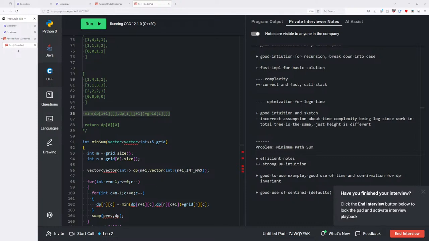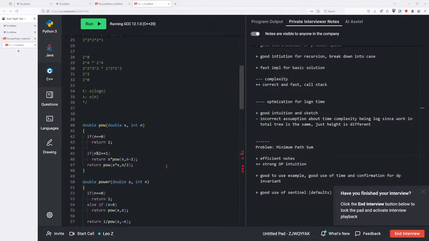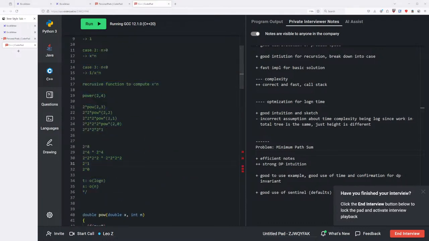What follow-ups would they be asked? What follow-ups do they ask? Oh, are you asking about the first question here? So the power function is pretty interesting, right? There's a naive solution where you iterate through or recurse linearly. That's O(n) in time, O(n) in space.